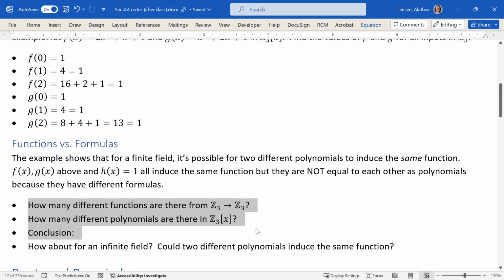So a function from Z3 to Z3, you have 3 possible inputs, you have 3 possible outputs. And then how many different polynomials are there? And what can you make of the comparison? So go ahead and pause and think about those questions.